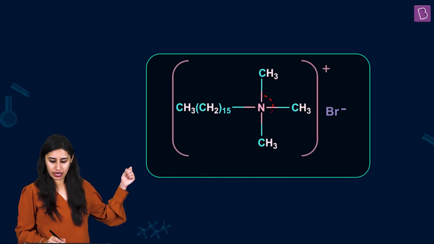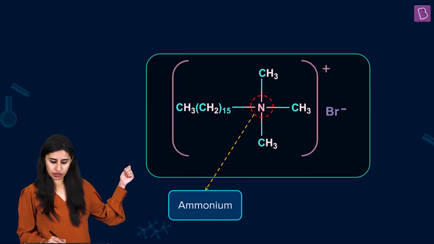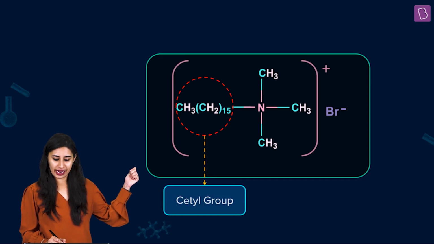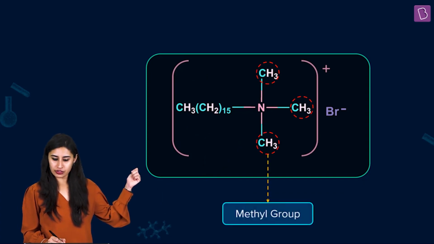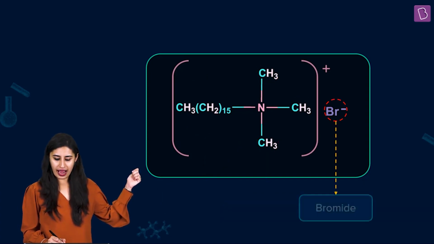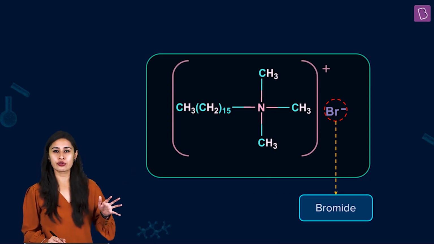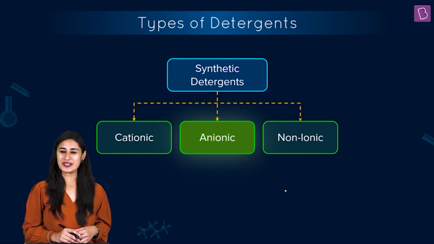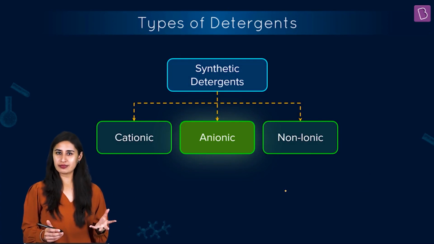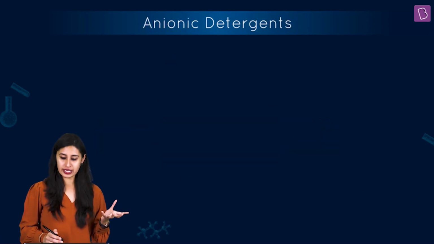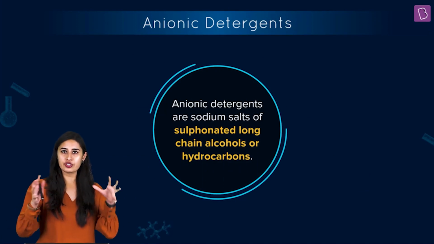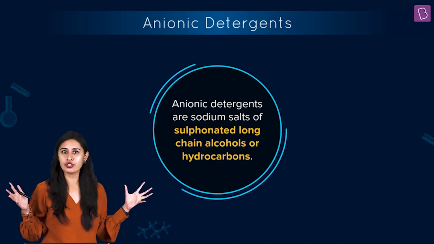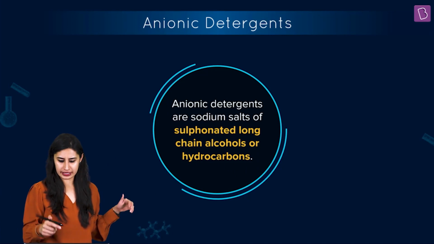So check it out, ammonium, right? Nitrogen making 4 bonds. This is the cetyl group. The trimethyl groups, the 3 methyls are here, and we have bromide. So the name is also crystal clear. Now let's move on to the anionic detergent. Okay? The name suggests the anionic part is going to be the part which is having this huge hydrocarbon chain. You will realize it the moment I read it.